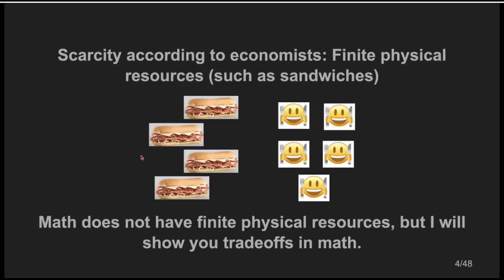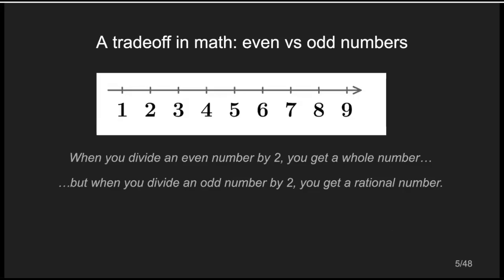The problem with this definition is that math does not have finite physical resources, so far as I know, but it still has trade-offs. So there's a problem with defining scarcity in terms of finite physical resources, which is it can't define trade-offs when we're dealing with infinite stuff. So let's look at a trade-off in math. So this should be very familiar.